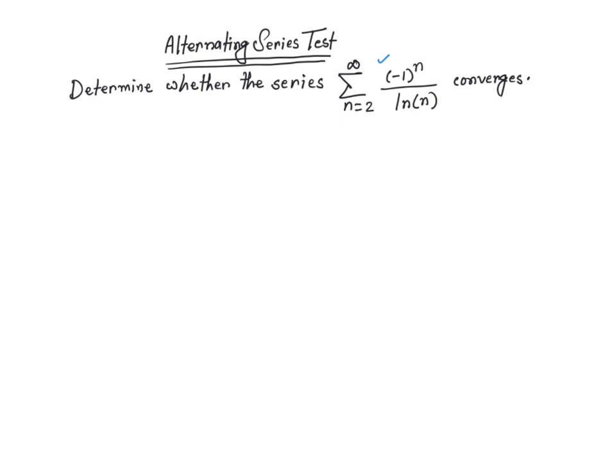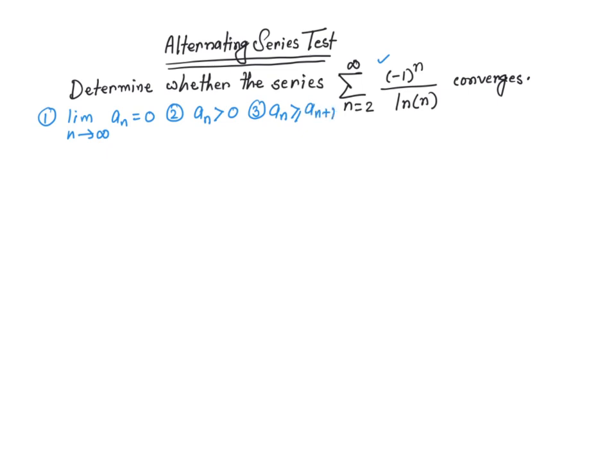If you have an alternating series and it satisfies these three conditions, then the series converges. Condition number one is the limit as n approaches infinity of a sub n is equal to 0. Condition number two is a sub n is positive, and condition number three is a sub n is greater than or equal to a sub n plus 1.